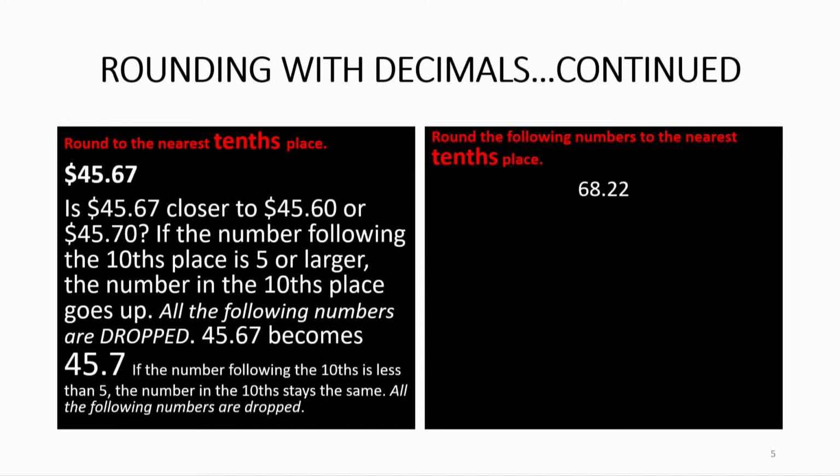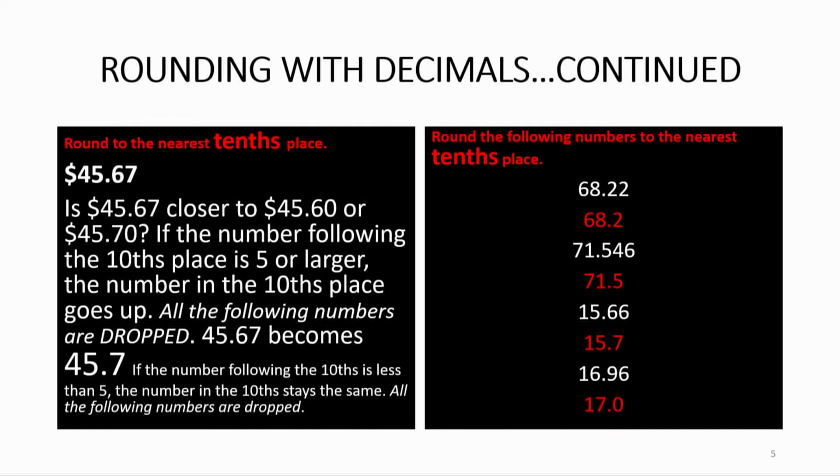So 68.22, the 2 is followed by a 2, so it's 68.2. 71.546. There's a 4 after that 5, so it just stays 71.5. 15.66. The 6 is followed by a 6, so that would be 15.7. 16.96. Now that one becomes 17.